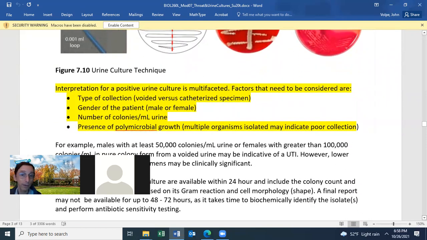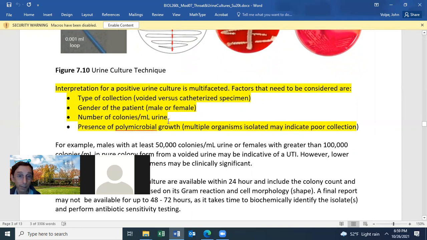Interpretation of a positive urine culture is multifaceted. There are a number of factors that need to be considered for your interpretation. The type of collection really will depend on your interpretation: voided versus catheterized method or suprapubic aspiration. The gender of the patient will determine the interpretation.